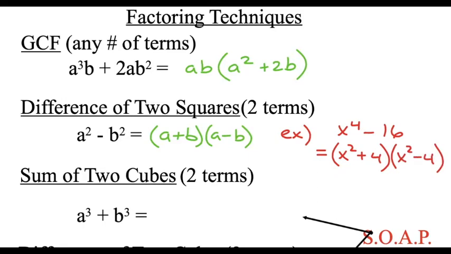And then from there, notice x squared minus 4 is another difference of squares. Notice I'm leaving x squared plus 4 though. There is no sum of squares factoring technique. Okay, that is not factorable.